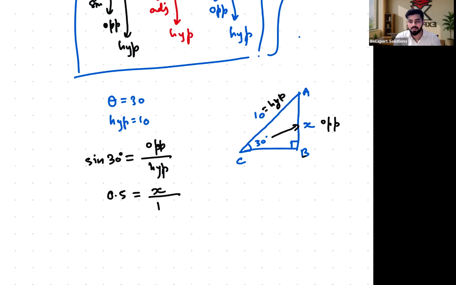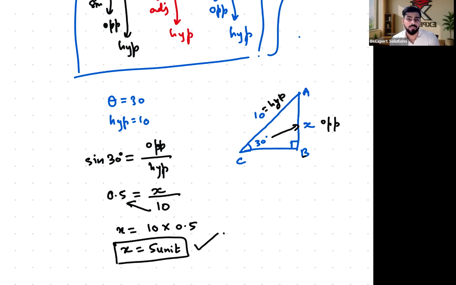So you cross multiply this and you get the value of x as 10 times 0.5, which is basically nothing but 5 cm. If the unit is given in centimeters, then whatever the unit is, just write down that unit. Make sure to put that also, very important. That's one thing, one of the usual types of questions that can come.